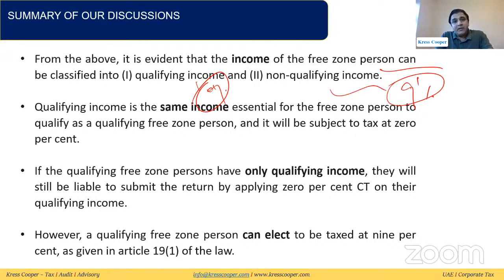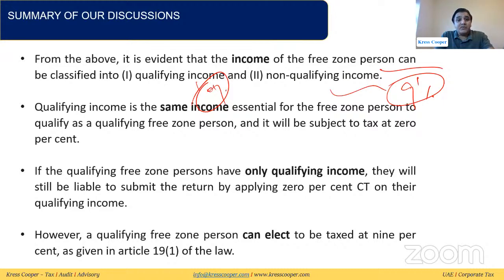And second thing, the qualifying income which is required for a free zone person to qualify as a qualifying free zone person, the same income will be subject to tax at 0%. I'm repeating. Qualifying income, which is required for the free zone person to qualify as a qualifying free zone person, this income will be subject to tax at 0%. All other income will be subject to tax at 9%, or it will be exempt or out of the scope.